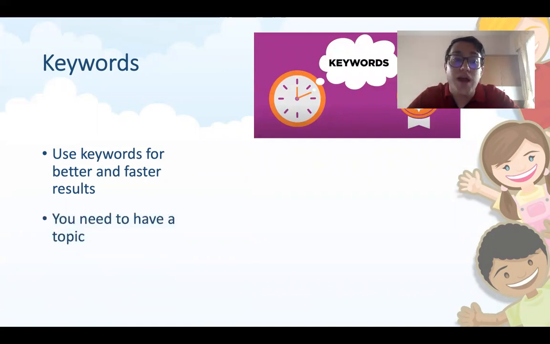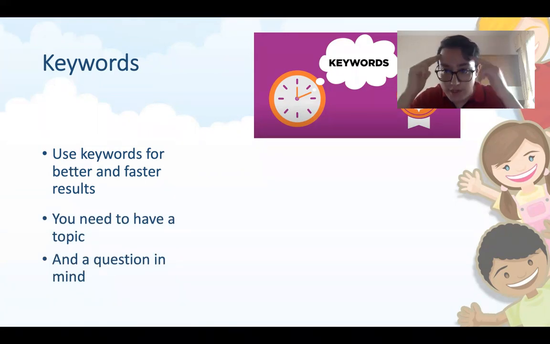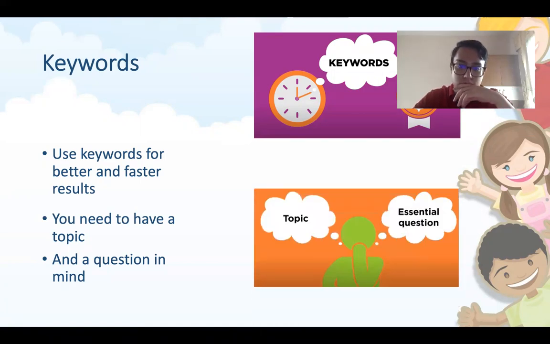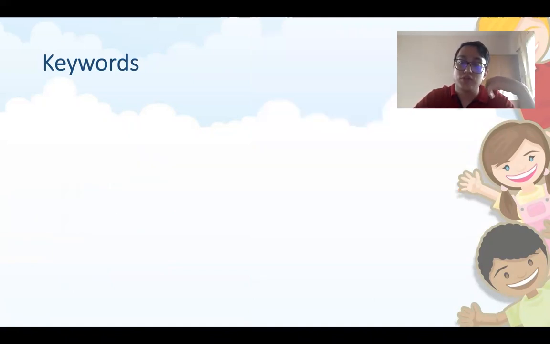You need to have a topic before you search and a question in mind. So once you have the question, you can summarize, you can shorten the question into 2 or 3 words. Topic is essential question. So you have to have a topic and essential question.